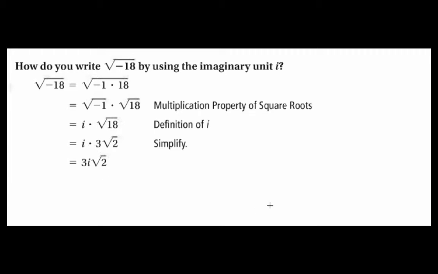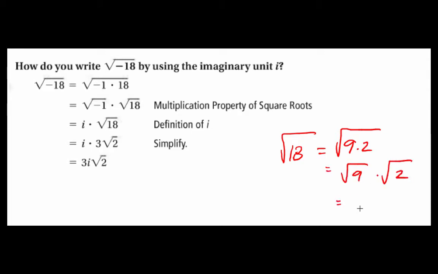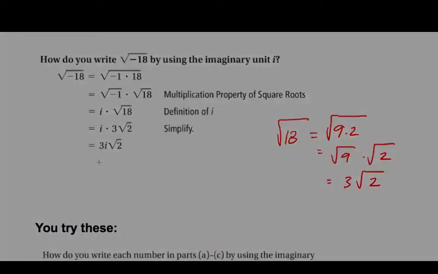That square root of 18 simplifies down to 3 square root of 2, because remember, the square root of 18 can be written as the square root of 9 times 2, which can be broken up into separate radicals. The square root of 9 is 3, and the square root of 2 cannot be simplified. So that's where the 3 radical 2 comes from. Then we just put this all together. The number that's outside of the radical can be multiplied with i, so we have 3i times the square root of 2, and that's how we write that.